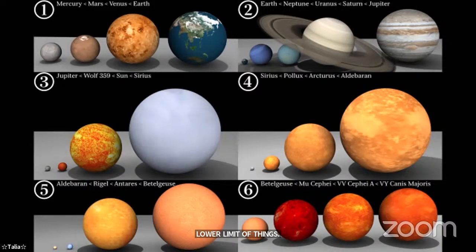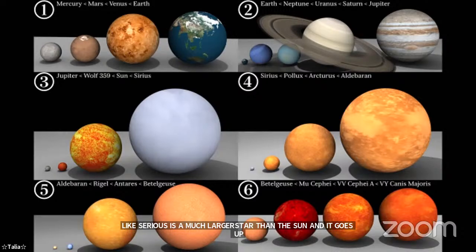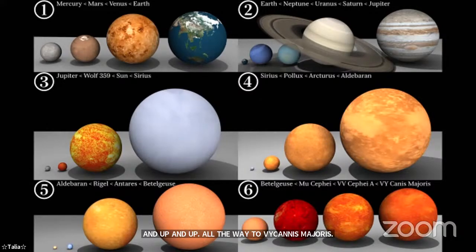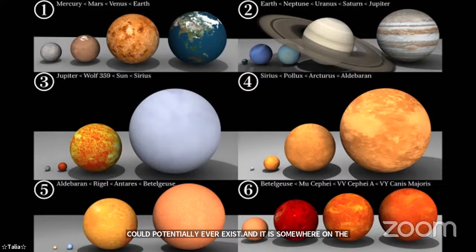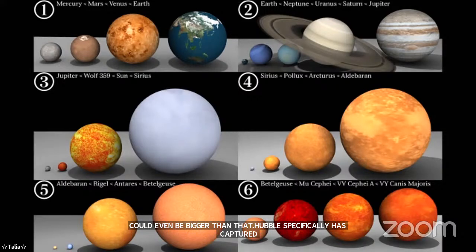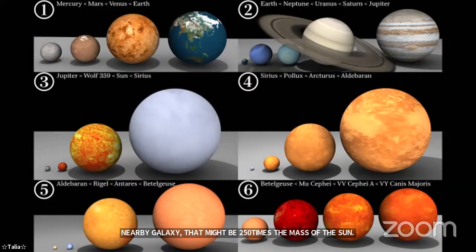And then the sun compared to some other stars, like Sirius, is a much larger star than the sun. And it just goes up and up and up all the way to VY Canis Majoris, which is one of the largest known stars in the universe. There are some estimates on the theoretical largest star that could potentially ever exist, and it's somewhere on the order of 150 times the mass of our sun, which is incredibly massive. There have been observations from telescopes of stars that could even be bigger than that. Hubble specifically has captured images of a star in a nearby galaxy that might be 250 times the mass of the sun. So that upper limit is still being figured out by mathematicians and observational astronomers alike.